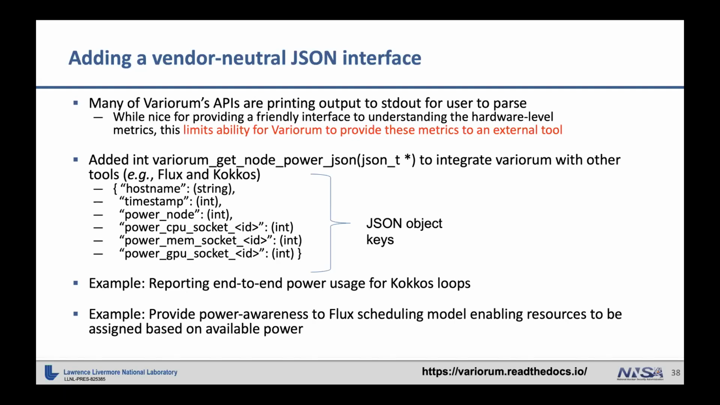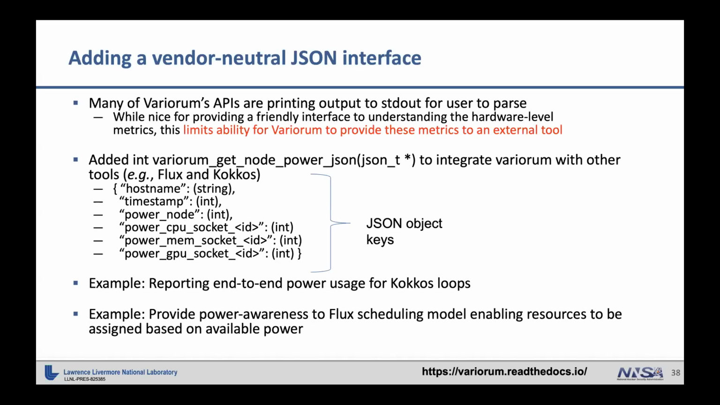And so our use case here was to provide it in the get node power JSON interface here. This is the API that we created. And currently our JSON objects are the host name, your timestamp, and then we get the power usage for the different domains. And this is still under development as we try to extend this to be more vendor neutral. So as an example, we have integrated this into Kokkos so that you can report end-to-end power usage on your Kokkos loops.